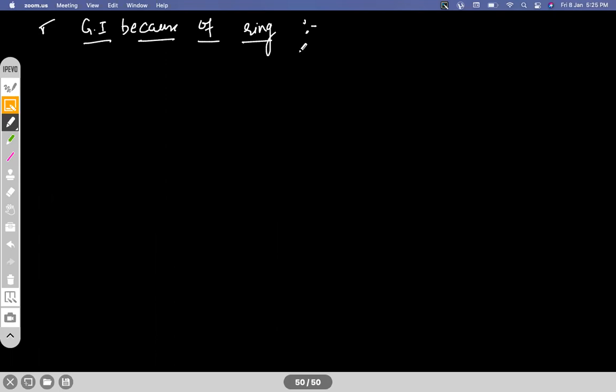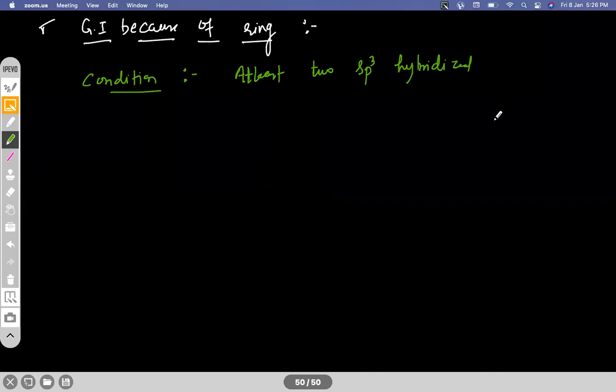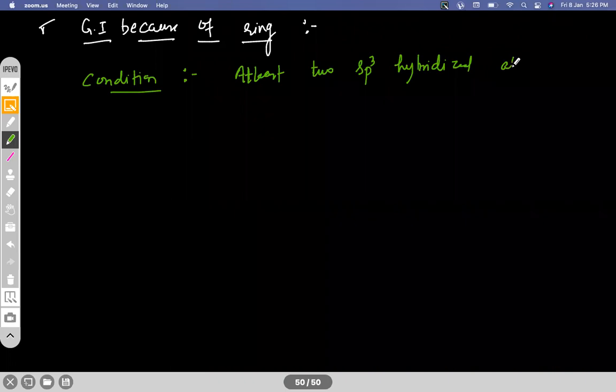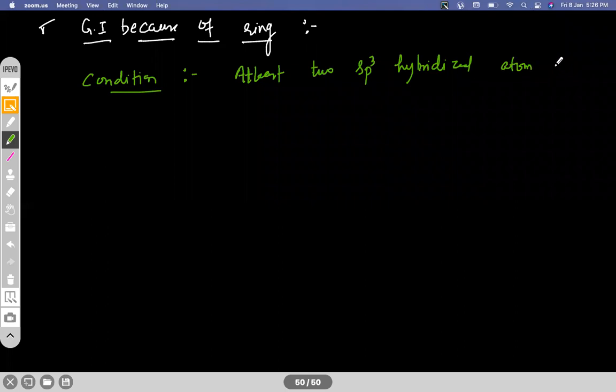Geometrical isomerism because of ring. So the condition is what? There are two key points in this, write down. At least two sp3 hybridized atoms must be disubstituted.